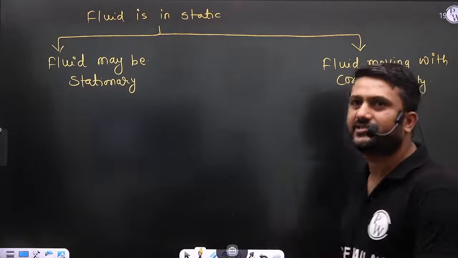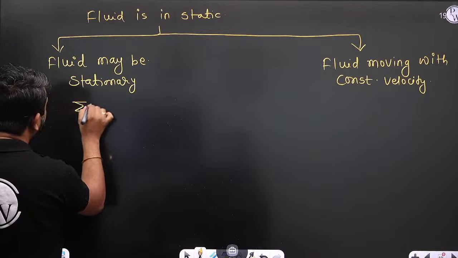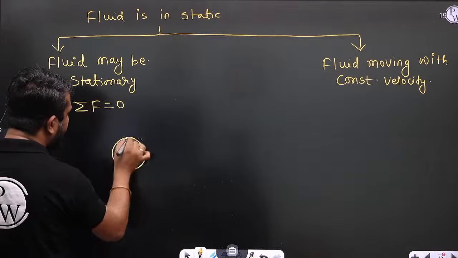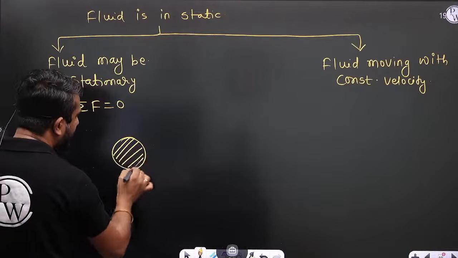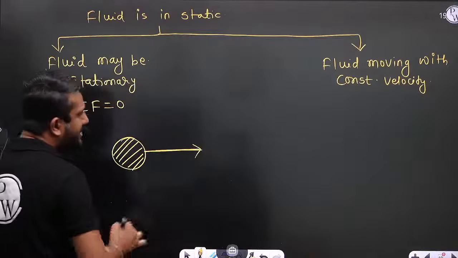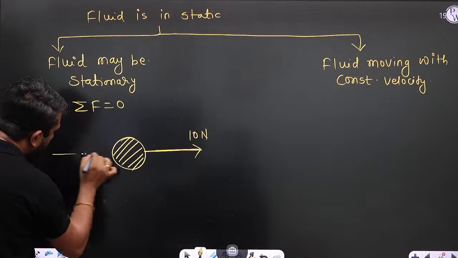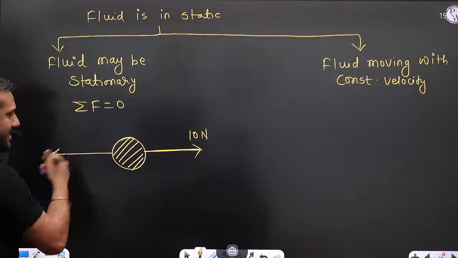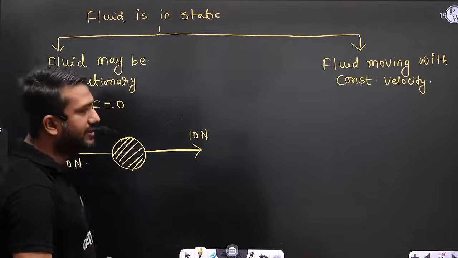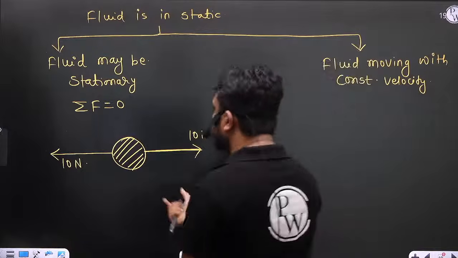If the fluid is stationary, then definitely the net force is 0. Let us consider there is one object, and you are pulling this object in this direction by applying a 10 Newton force. In the opposite direction, another person is also pulling this object with a force of 10 Newton. So this object is stationary.